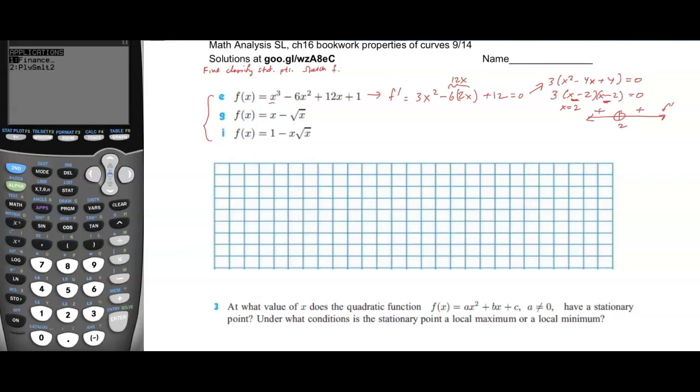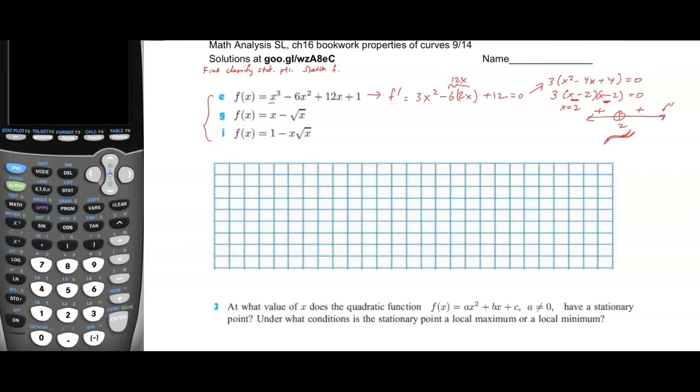So this function is increasing to the left of the stationary point, and it's increasing to the right of the stationary point. So it has a shape like that, which we know is an inflection point. So it's a stationary inflection point. Let's sketch it here. So I'm going to sketch it on this grid.